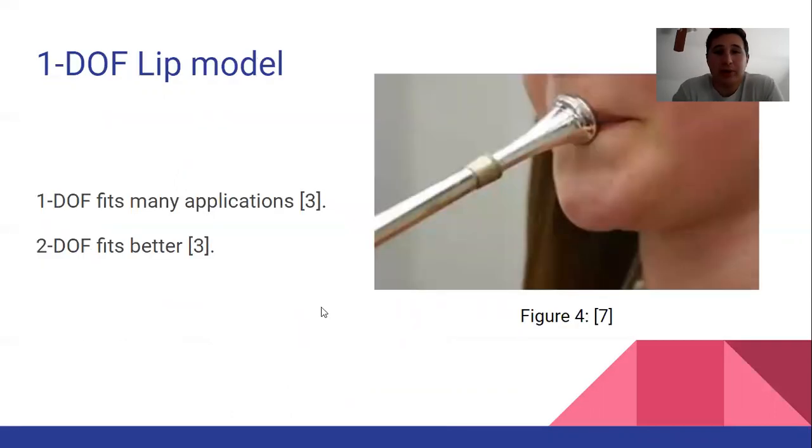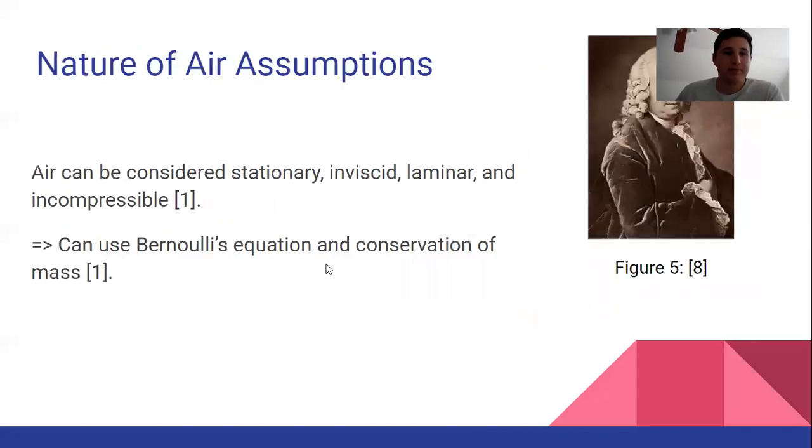All right, a 1 degree of freedom lip model. So a 1 degree of freedom lip model is just a 1 degree of freedom mass spring system. And it fits actually many applications except for near threshold conditions where you do need a 2 degree of freedom lip model to better fit that need for that input to the trumpet or trombone, tuba, whatever that instrument may be. But a 1 degree of freedom model is easier to calculate, so many times it is used.